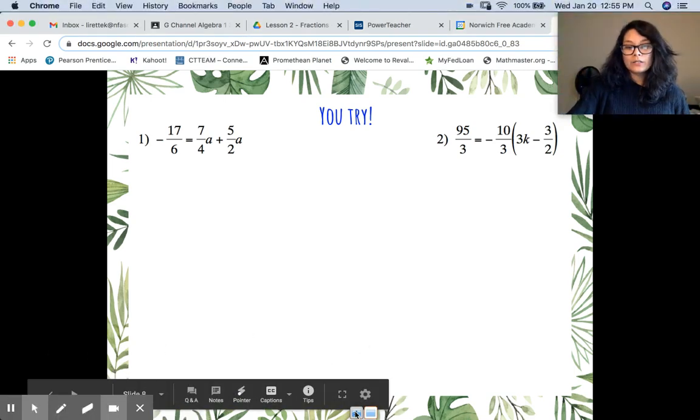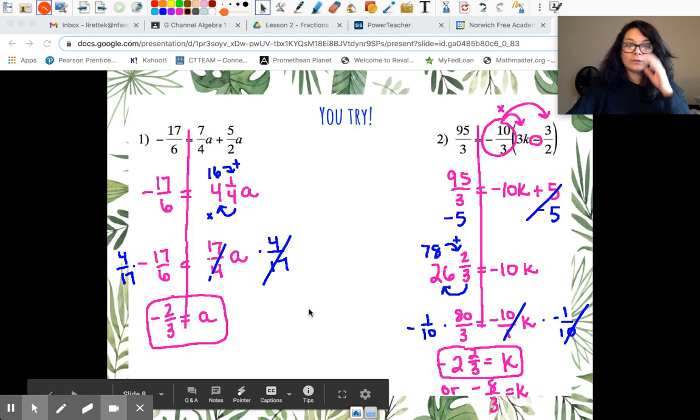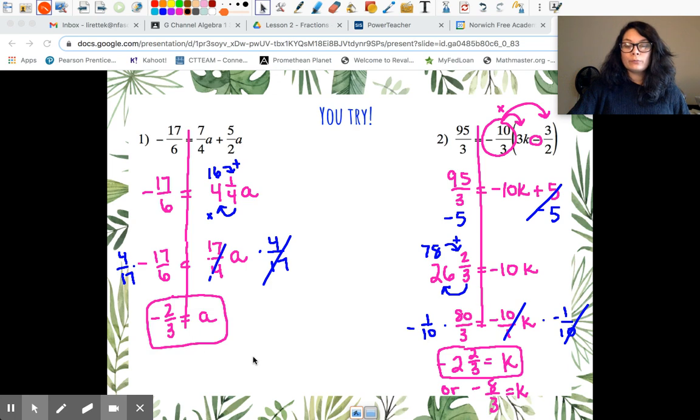Okay, so here's what you should have gotten as your final answers. You should have gotten negative 2/3 equals A for number one. And if you got a mixed number for number two, you should have gotten negative 2 2/3. If you got an improper as your answer, depending on how you wanted to write it or how your calculator's writing it, it would be negative 8/3.